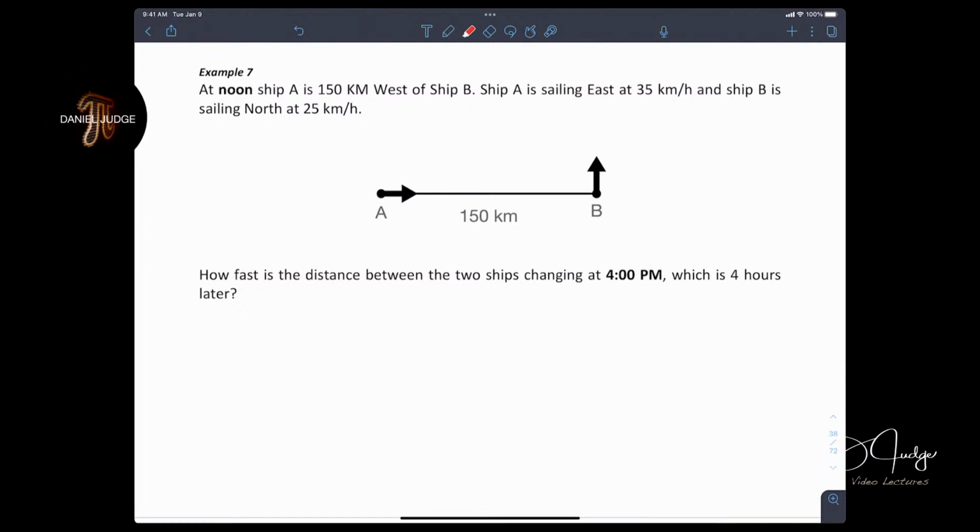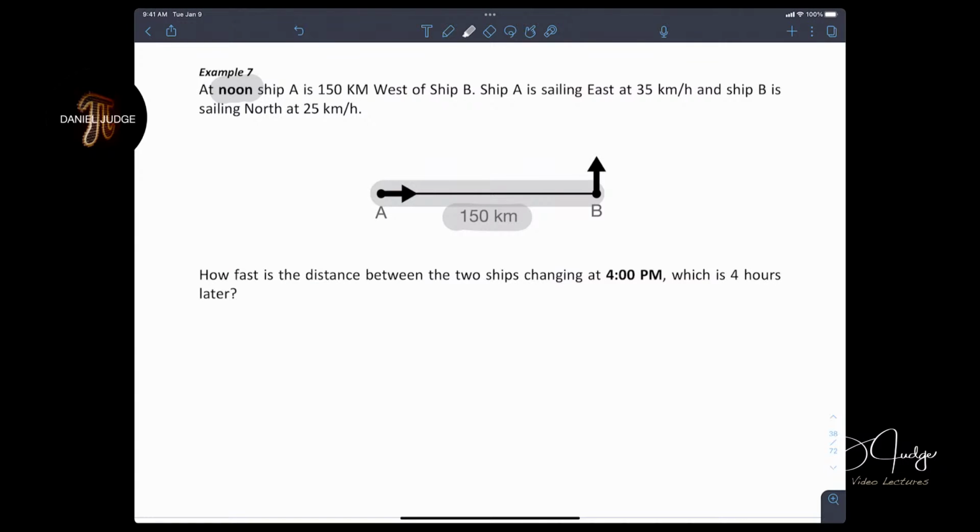Now, here's another question that's a little bit more complicated than the first. It's still a navigational type of situation. It's still describing motion. So we're going to go read and see what we can figure out here. And they're saying at noon, ship A. This is a ship question, not a car question now. Ship A is 150 kilometers west of ship B. So the distance between these two ships at noon is described to be 150 kilometers.